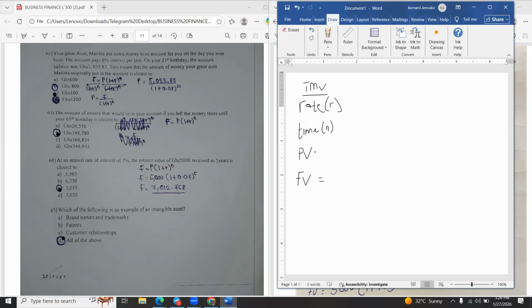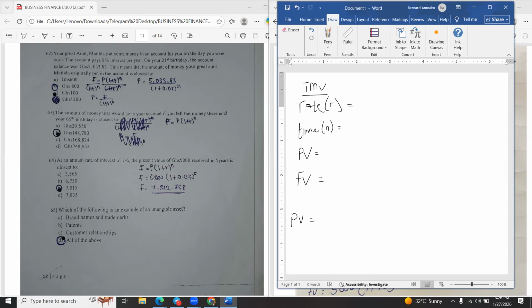Now, when a question is given, you need to look out for the content of the question, that is, what the question contains and what it is asking you to compute. We said that when a question asks you to find present value, it means that you are expecting an amount of money, maybe in a year's time or two, and we need to find the value of that money currently.